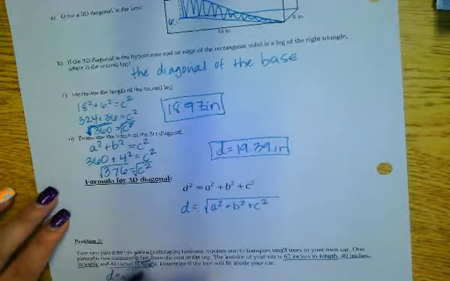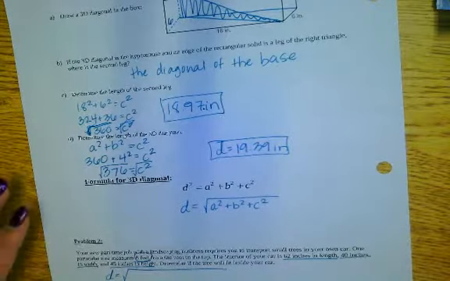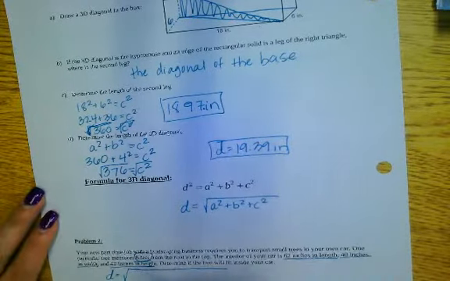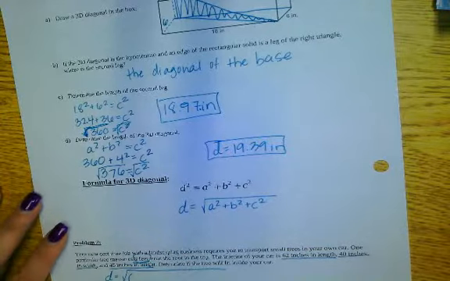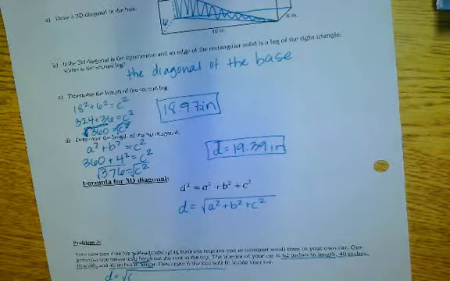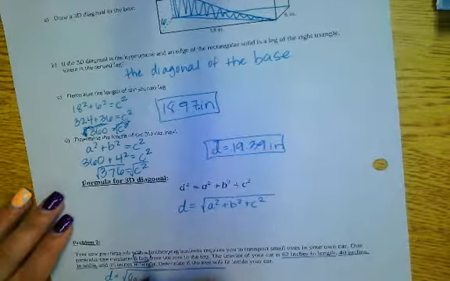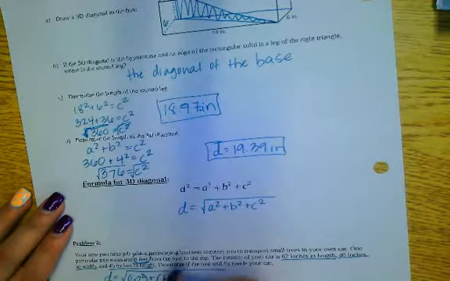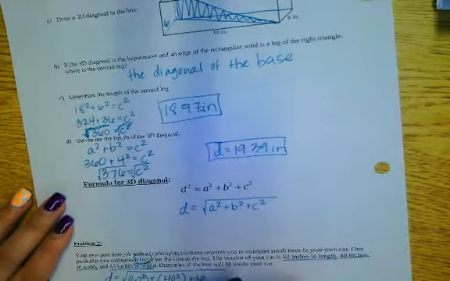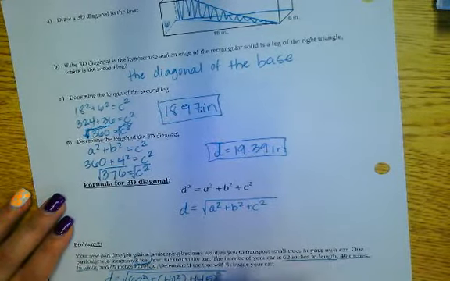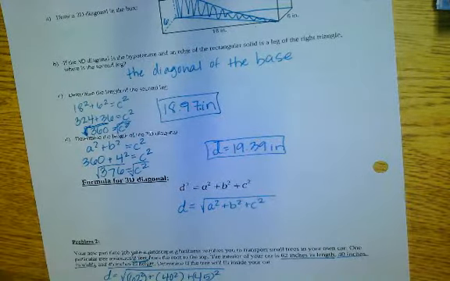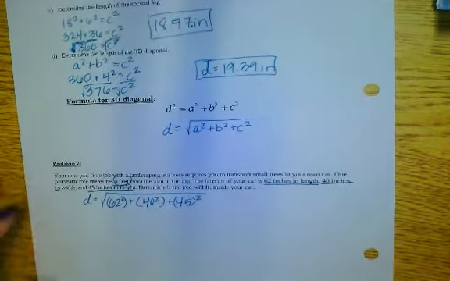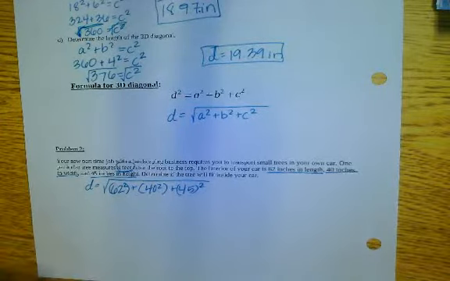D equals, what am I going to put underneath my radical? Very good. 62 squared plus 40 squared plus 45 squared. Will it ever not give you one of them, or does it always have to give you 3? It would have to give you 3 in order to use the formula.